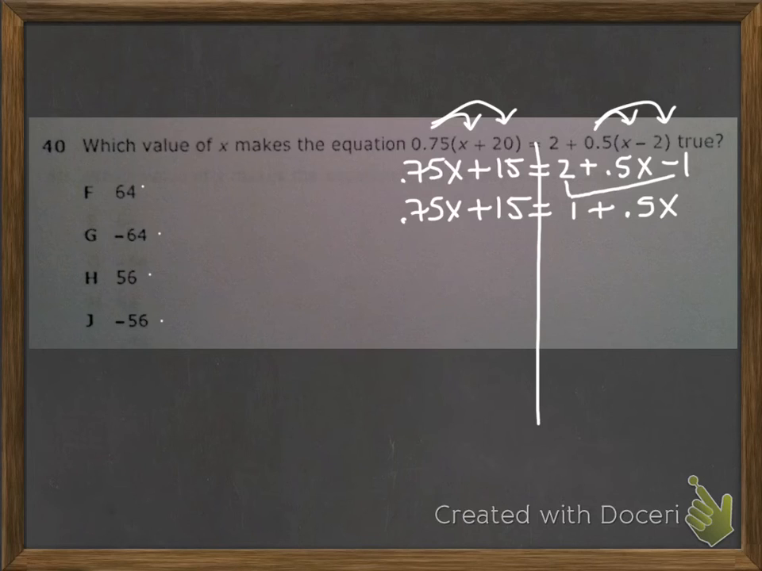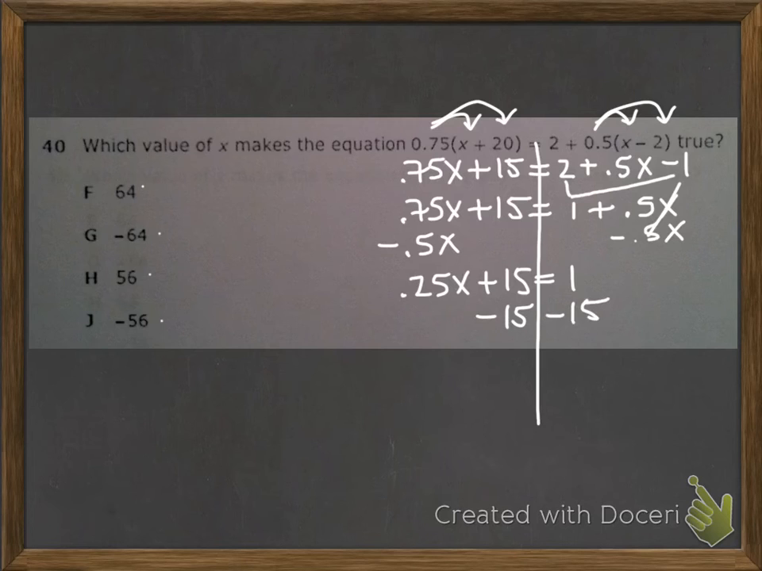Now I need to decide which side I want my x's on. I think I'll move them to the left, so I need to move that 0.5x to the left by subtracting 0.5x from both sides. 0.75x minus 0.5x is 0.25x plus 15 equals just 1 on the right. My x's are now on the left. I'm going to move my constants to the right. That 15 I'm going to move over by subtracting it from both sides. So I've got 0.25x. 1 minus 15 is negative 14.